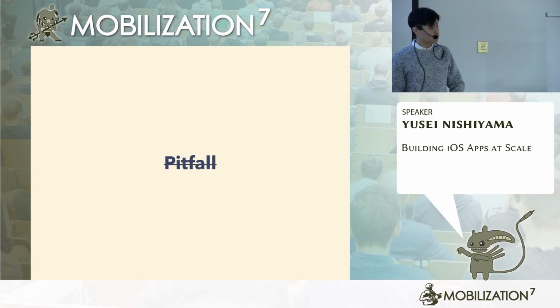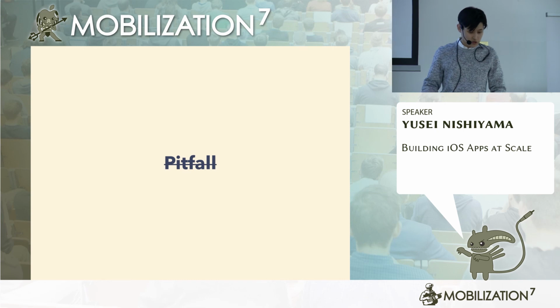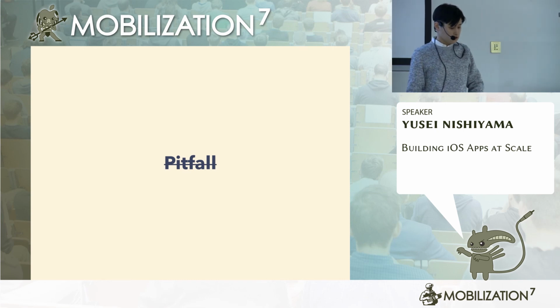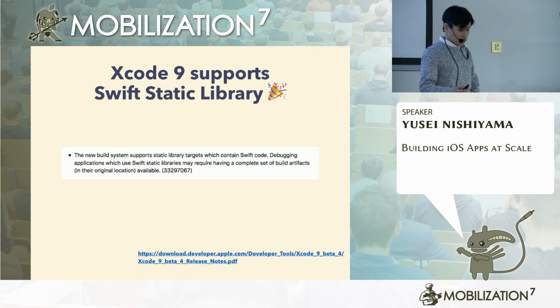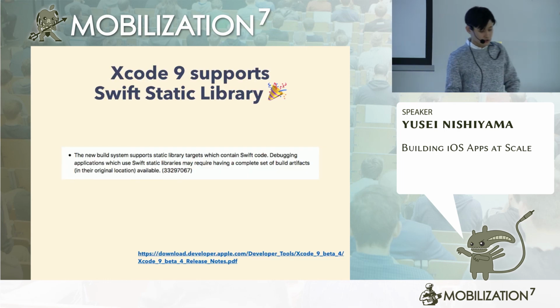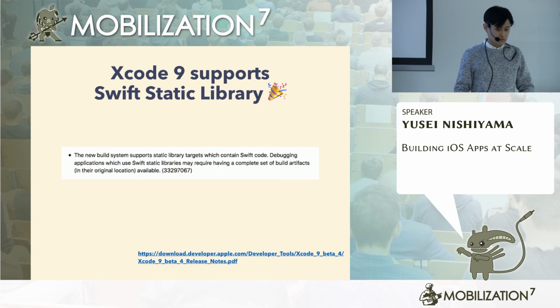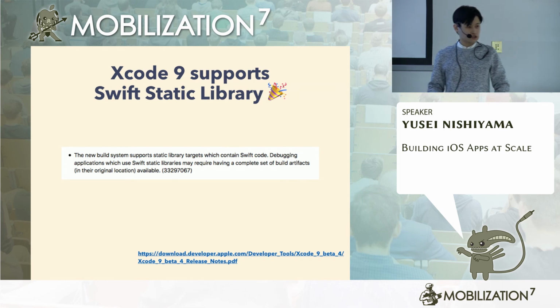So I was still in two minds whether I should encourage this approach to everybody or not. But the concern has gone, because now Xcode 9 starts supporting Swift static libraries. So now I'm pretty sure this is the way to go.